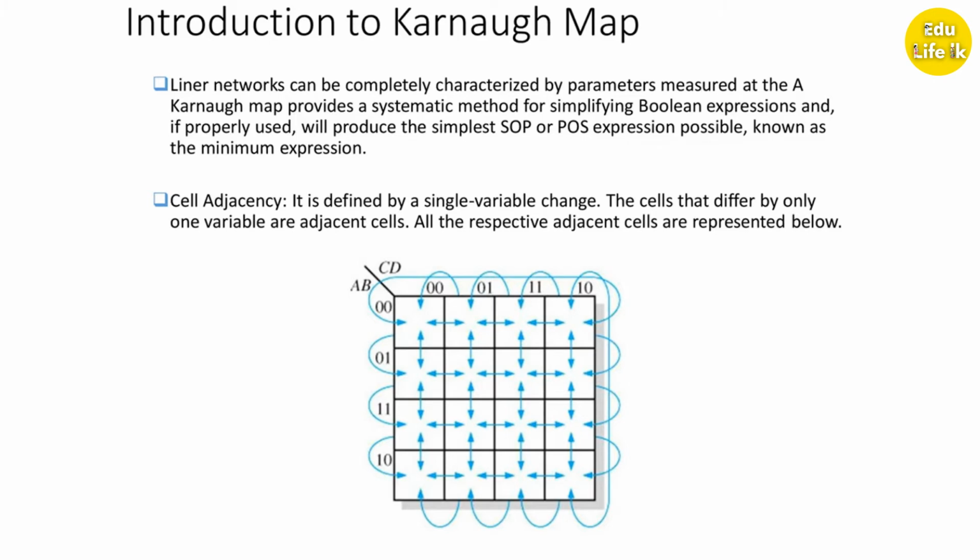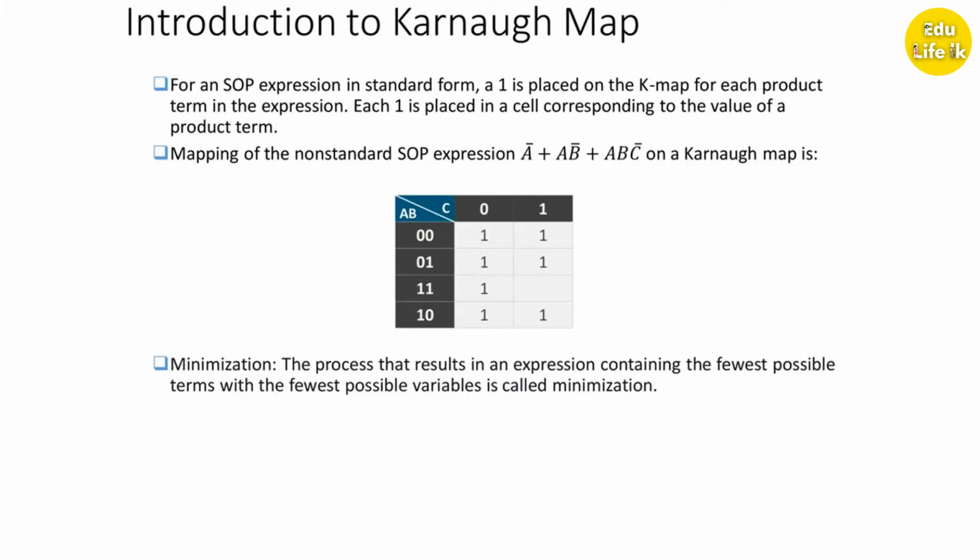For an SOP expression in standard form, a 1 is placed on the K-map for each product term in the expression. Each 1 is placed in a cell corresponding to the value of a product term. Mapping of the non-standard SOP expression A bar plus A B bar plus A B C bar on the K-map is this. You can see the expression in the table given below.